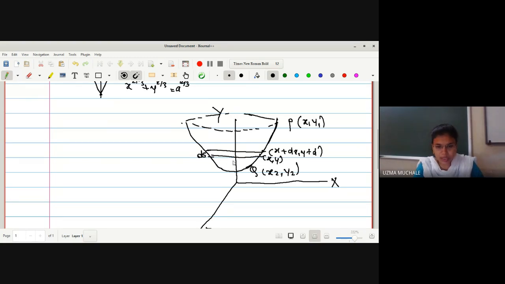So we have to consider this small distance ds, and firstly we'll find the area of this strip. Consider the strip where the ds is formed due to the revolution of a point A about the y-axis.